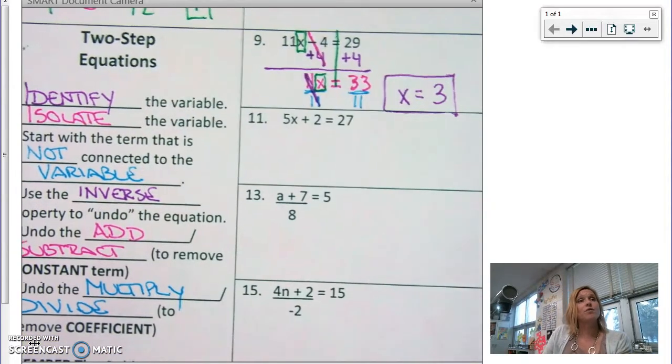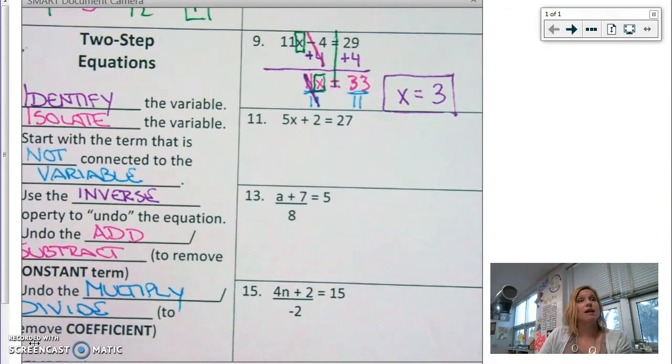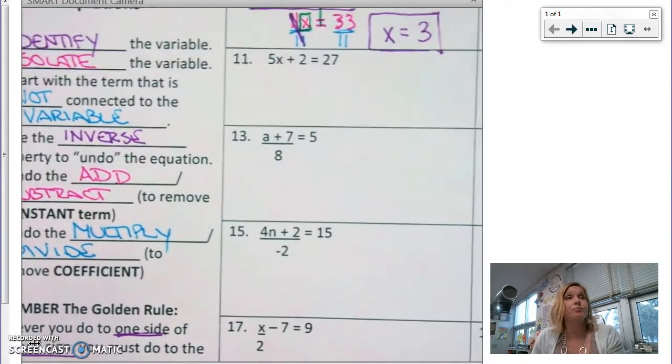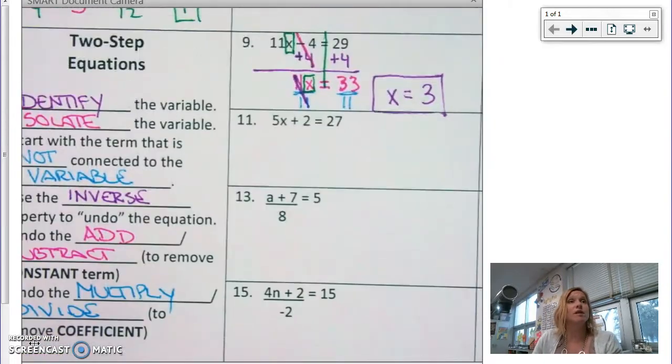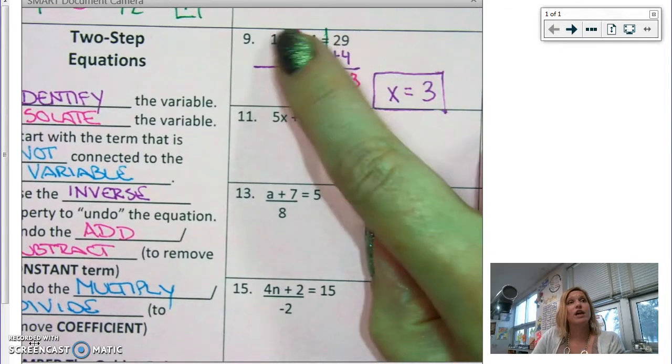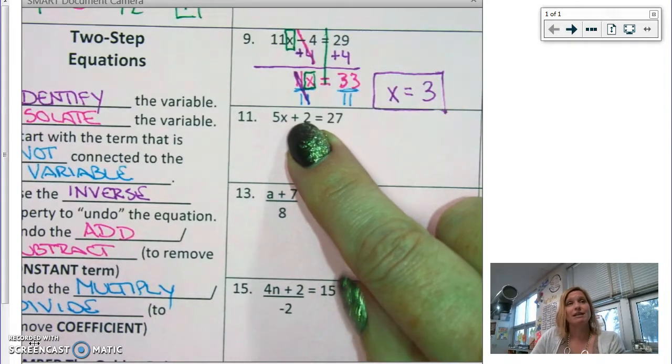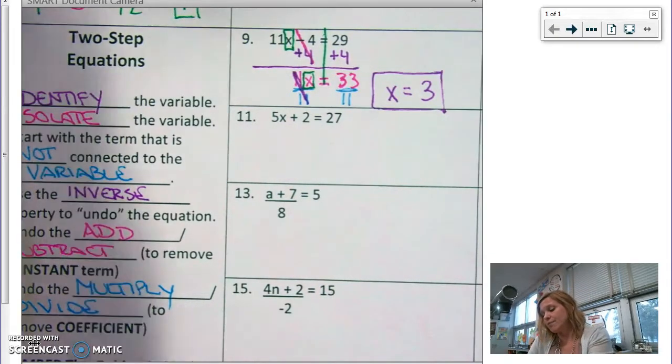All right, so then number 10 is on your own. Let's continue on going to number 11. Number 11 you're going to see is fairly similar, except instead of multiplication and subtraction, we have a multiplication and addition. The process is still the same.